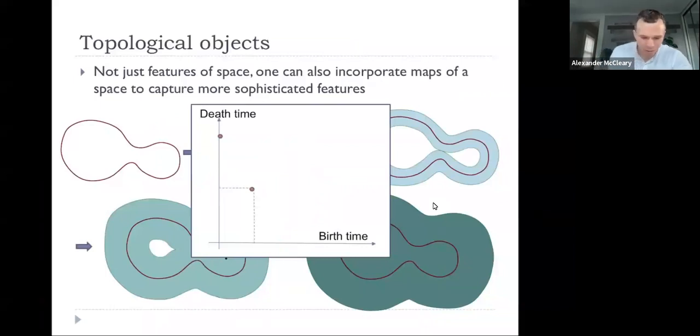It's saying that we had a hole that was born at the very start, and it died right here. We had another hole that was born right here, which corresponds to this time right here. And then it died right here, which is at this time right here. So this is the persistence diagram. This is the main tool we'll use in topological data analysis.